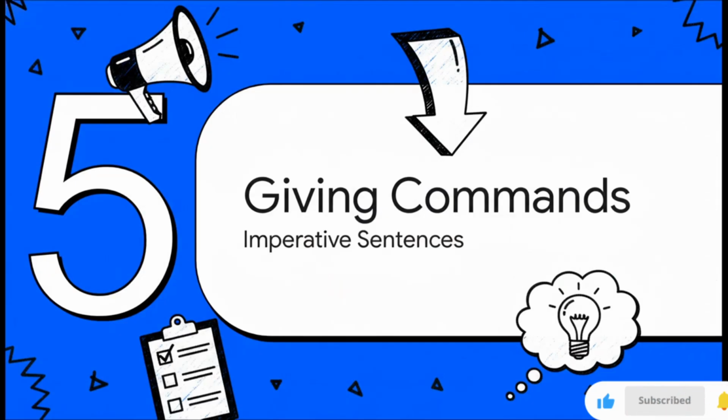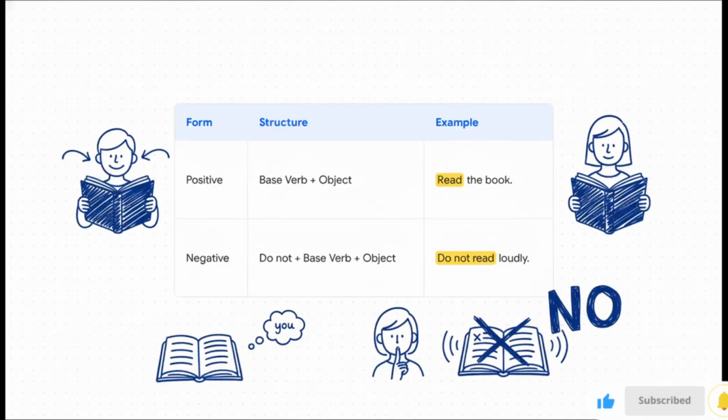All right, on to our final sentence type for today, the imperative. This is what we use to give commands, make requests, or tell someone how to do something. And honestly, it's the simplest one of them all. This one is so straightforward because we don't even say the subject. Why? Because everyone knows you mean you. You just kick things off with the verb, read the book. And to make it negative, you just pop do not, or more commonly, don't right in front. Don't read loudly. It's that direct.